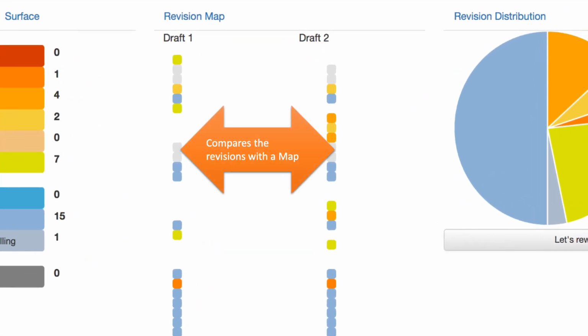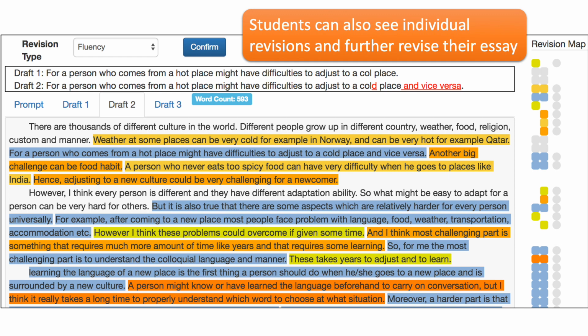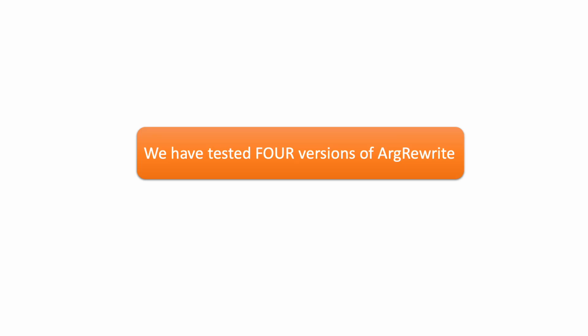It also compares the revisions with a revision map, where the left column shows draft 1 and the right column shows draft 2. Each small tile represents a sentence in the essay. Students can also click on the sentence or small tiles on the revision map to see individual revisions. After observing their previous revision effort, students proceed to further revise their essay and create draft 3.